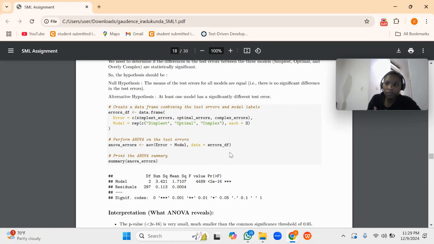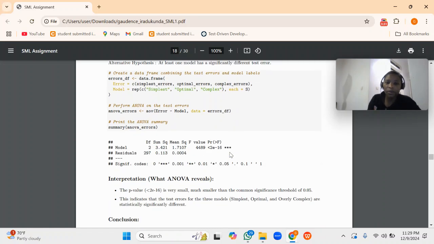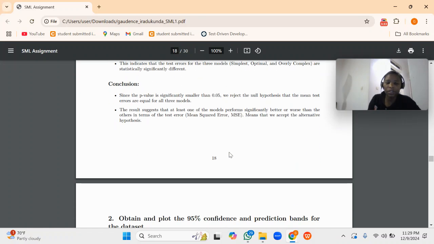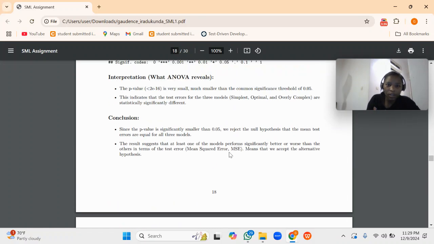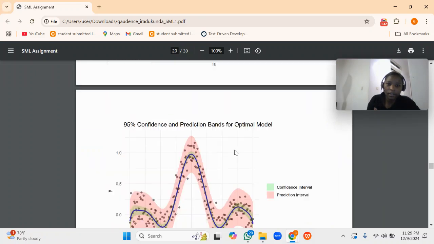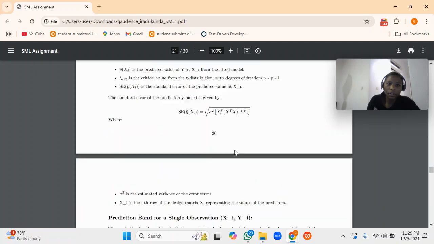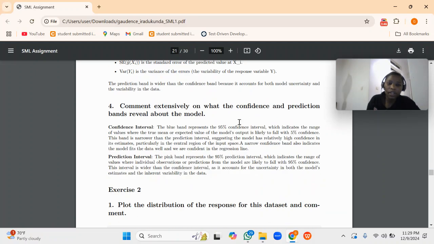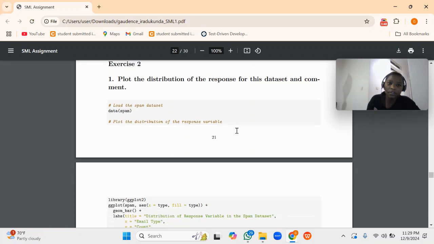By doing ANOVA, we have seen that the p-value is less than our level of significance, meaning that we reject the null hypothesis, and we conclude that our model is statistically significant, as you can also see on the confidence interval.